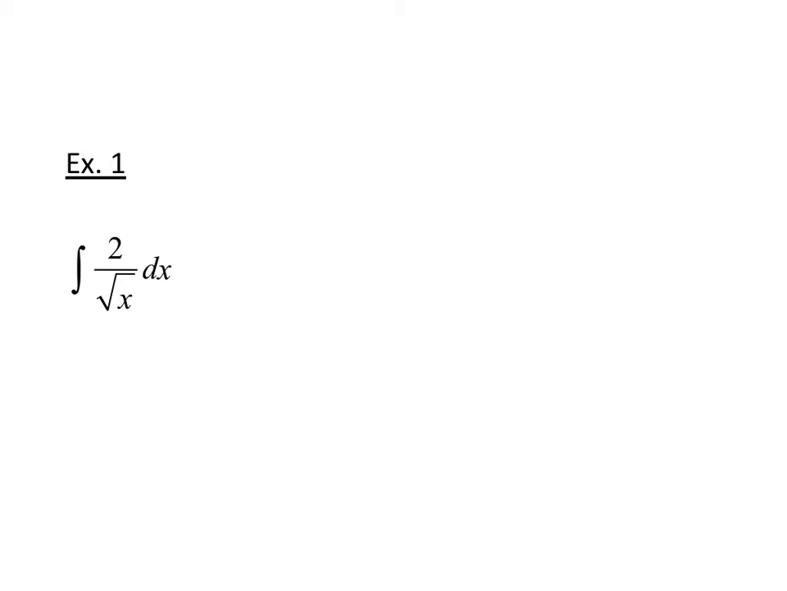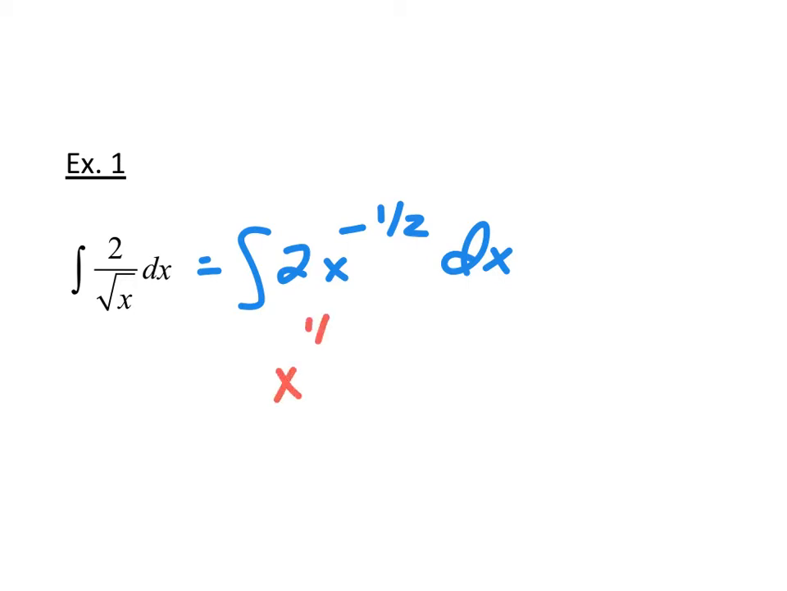First step is I need to rewrite this so I no longer have a fraction. So I'm going to bring up that root x as x to the negative 1/2. And then I can apply the rule where I add 1 to the exponent, divide by the new exponent. So basically that's like an anti-power rule for antiderivatives or integrals. So when I add 1 to the exponent, I now have x to the positive 1/2. I'm going to divide by 1/2. Well, dividing by 1/2 is the same thing as multiplying by 2.